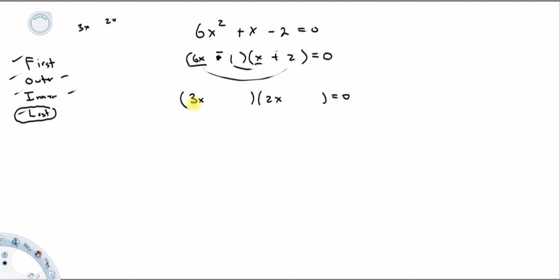Now, the first products give us our 6x squared. That's good. Now, we need our last products to give us the -2, so we might try something like 2 and 1. We might try minus and plus. And again, I'm just taking stabs at it. So this is 3x minus 4x. That's close. That almost gives us this. 3x minus 4x gives us minus x.